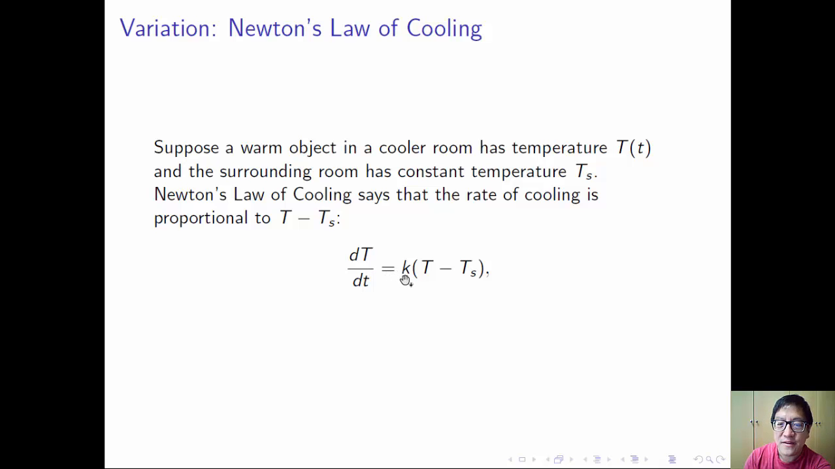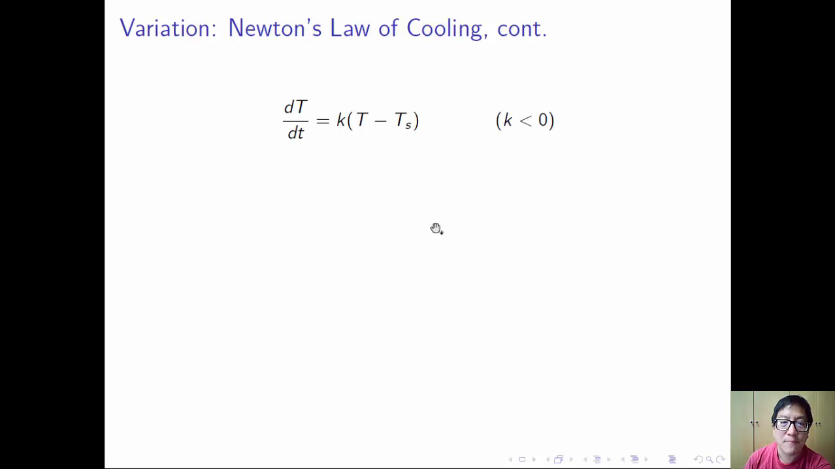Newton's law of cooling says that the rate of cooling of the object is proportional to T minus T sub s. In other words, dT/dt is equal to a constant k times T minus T sub s, where the constant k is less than 0. I want you to think about why it must be that k is negative. A warm object in a cold room should get cooler, so try to think through it yourself and figure out why k must be negative. Anyway, it is.